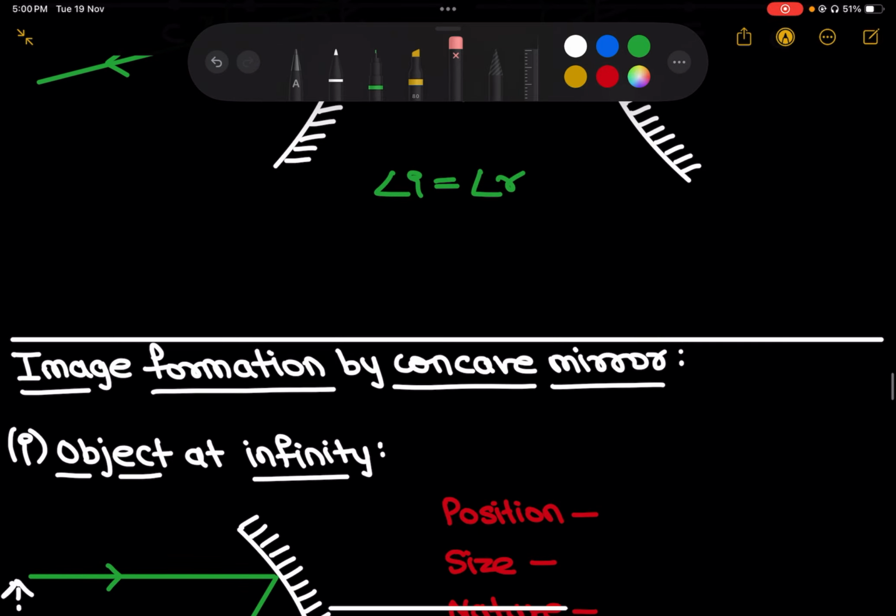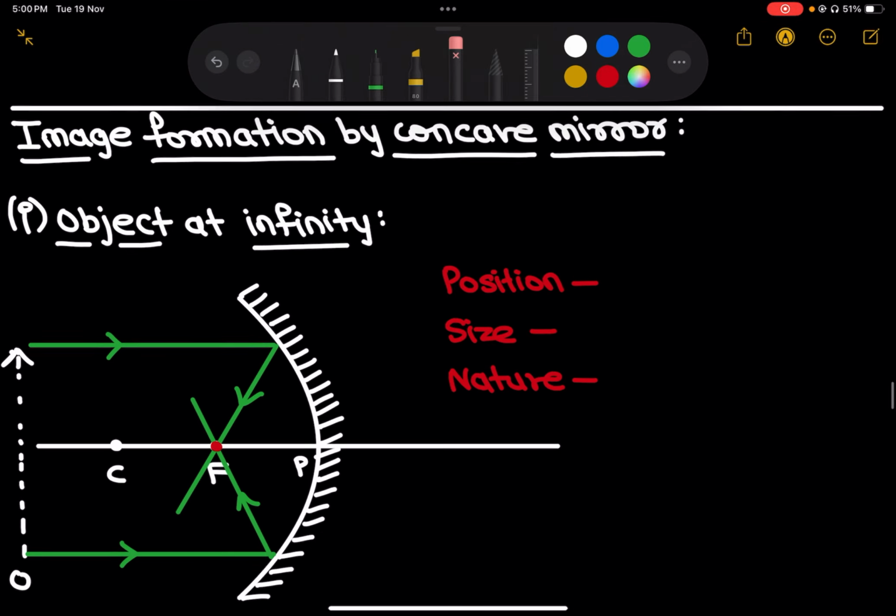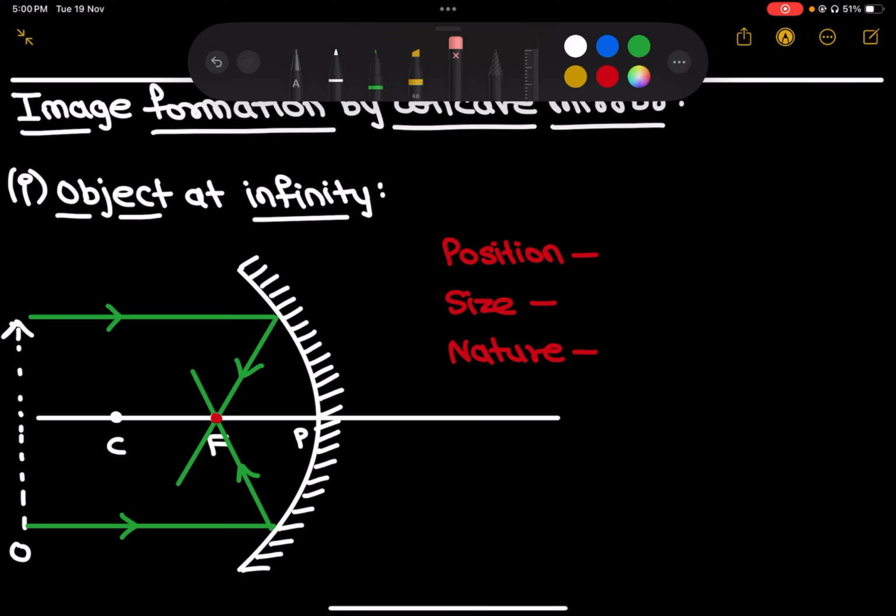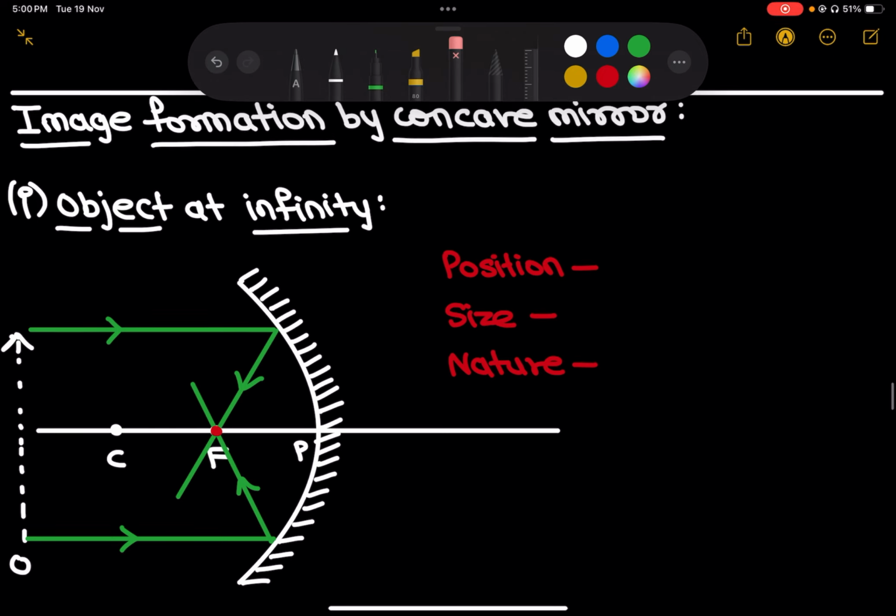So now we'll move on to image formation by firstly concave mirror. Concave, you remember, concave mirror is curved inwards, right? So this is a concave mirror. Now understand, I have made the ray diagrams beforehand because it will waste a lot of time in making them now, right? So I made them beforehand. I'll explain it to you. Hope you'll understand it. Okay.